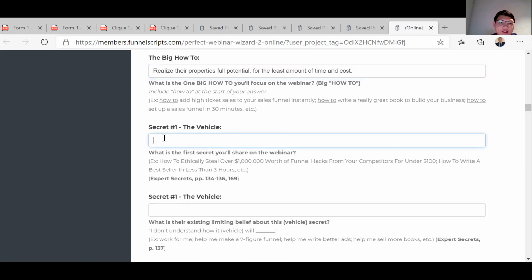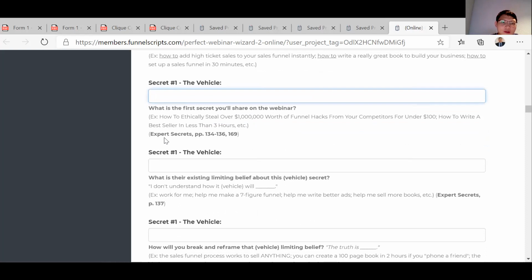Okay, vehicle, basically the secret number one, it is your woofer. As a vehicle, it is your woofer, that's what I mean. So what is the first secret? The first secret we can share with them is how to sell the property for the full market value without spending too much time on project management or renovating it, because you are going to show them how you come on the warfare and help them do that. That's all.